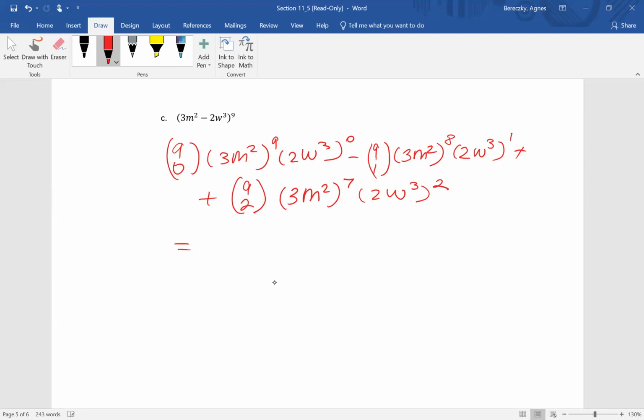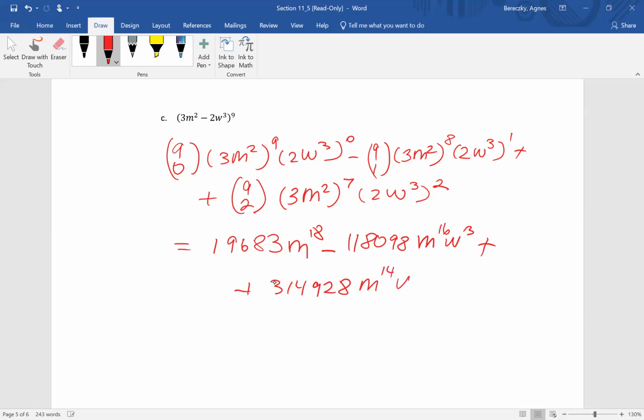We're getting really big numbers for coefficients. 19683, m to the 18, minus 1,098, m to the 16 w cubed, and then plus 314,928, m to the 14, w to the 6. So again, just have to do it slowly, step by step.